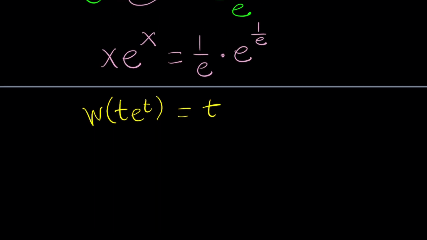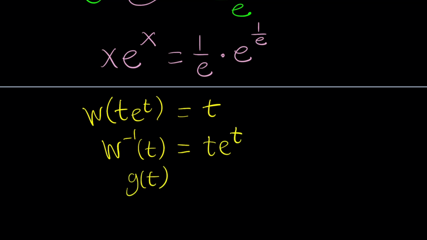If you switch these around, you get the inverse: W(t e to the t) equals t. In other words, if we call this g of t, then our function g of t is going to be t e to the t, and Lambert's W function is just going to be its inverse. Make sense? So this is Lambert's W function. It basically solves these kinds of equations.